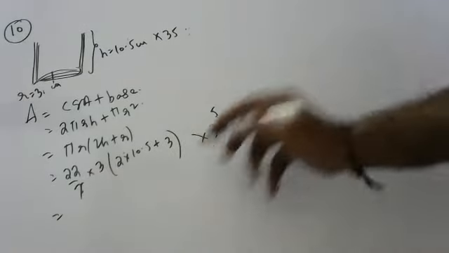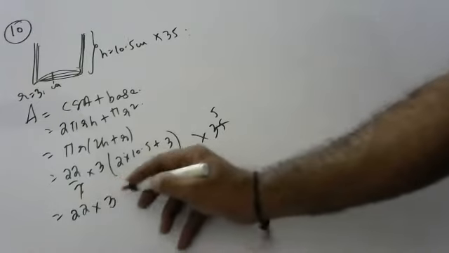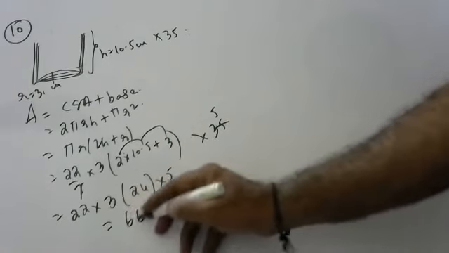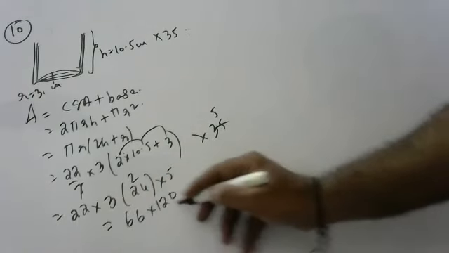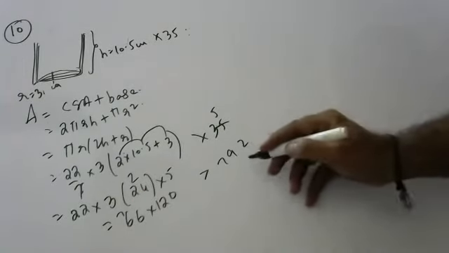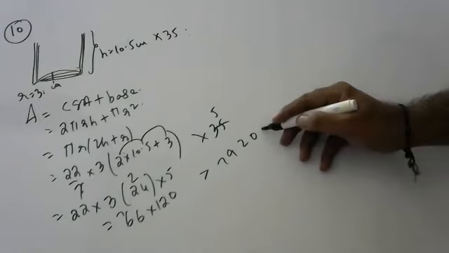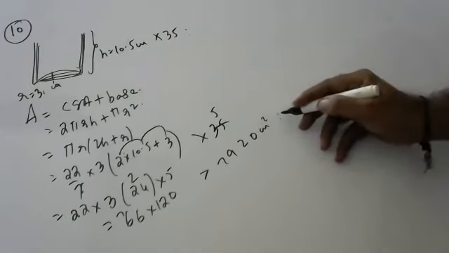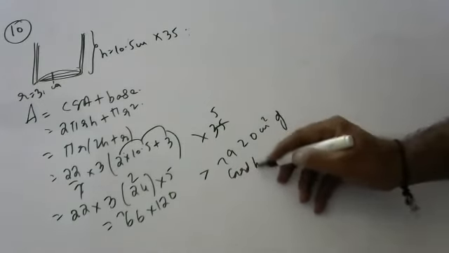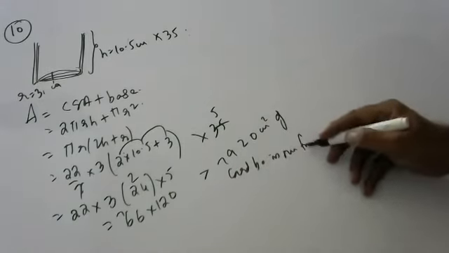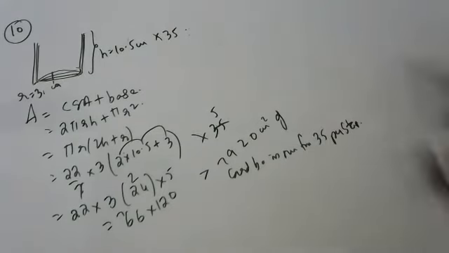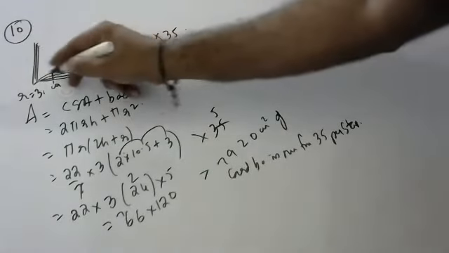7 5s are 35, children. So 22 into 3 into 21 plus 3, 24, into 5. 66 into 5, 4s are 20. Okay children. 7920. 7920 centimeter square of cardboard is needed for 35 pen stands.